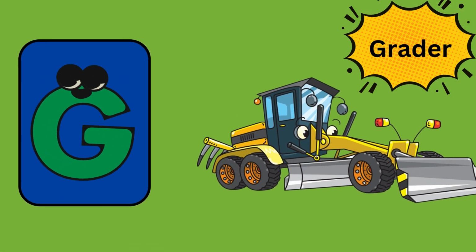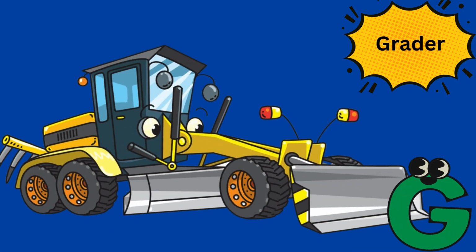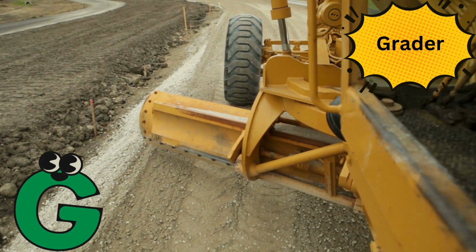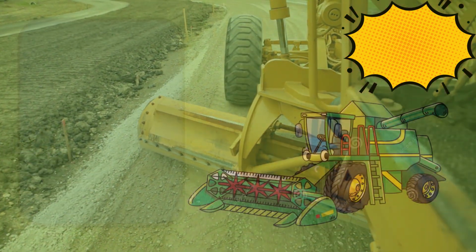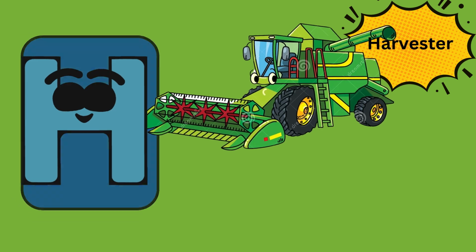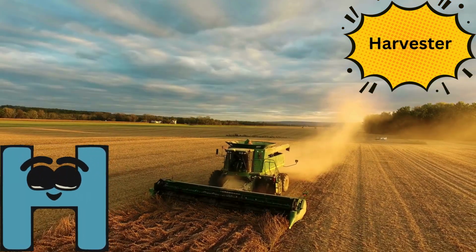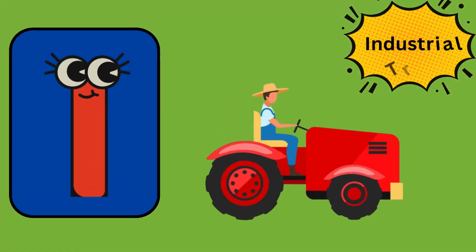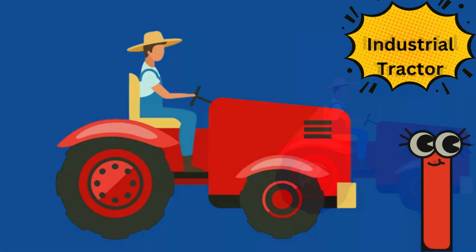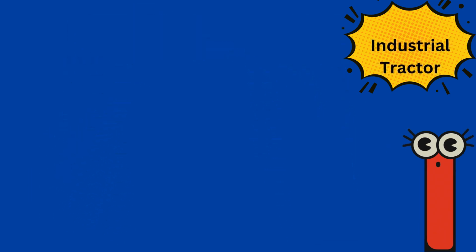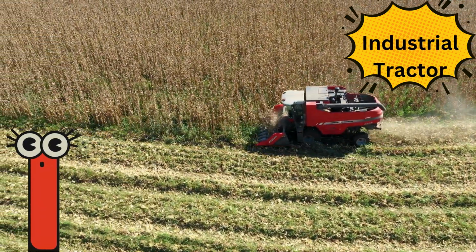G is for grader, G-loader, making roads all smooth and straighter. H is for harvester, cutting crops to help us faster. I is for industrial tractor, pulling loads with power and factor.